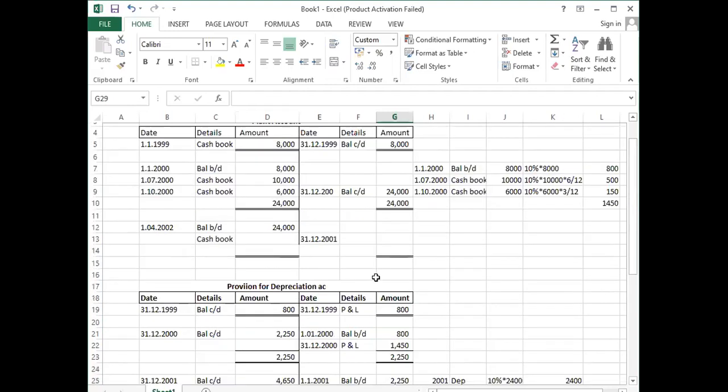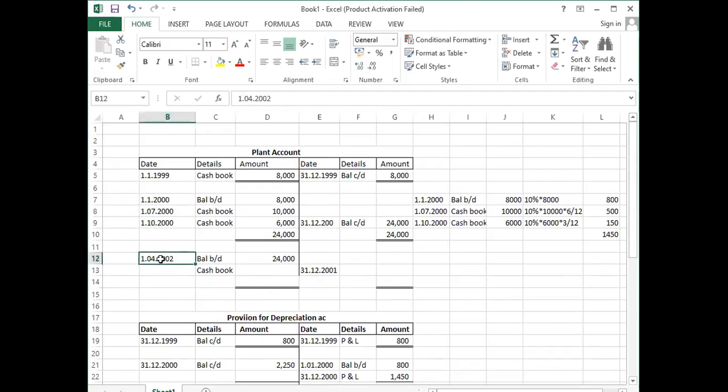Good. Then we go back. In year 2002, we added another machine. True or false? We added another machine. When did we buy it? 1st April, year 2002. This is January, sorry. So that 1st April is here. 1st April 2002. What was the value of the machine that we bought? What was the value of the machine that we added in year 2002? It was 2,000, right? The value of the machine was 2,000.